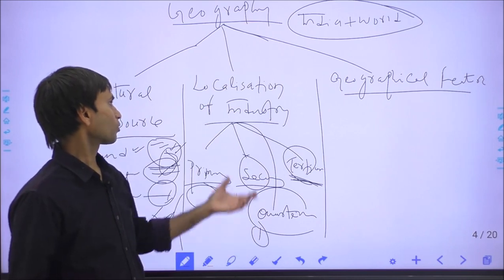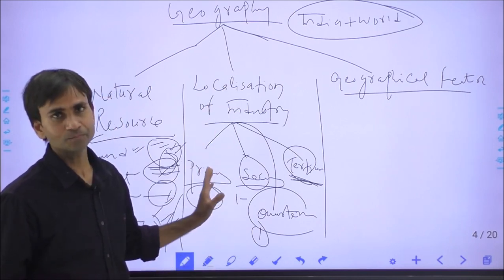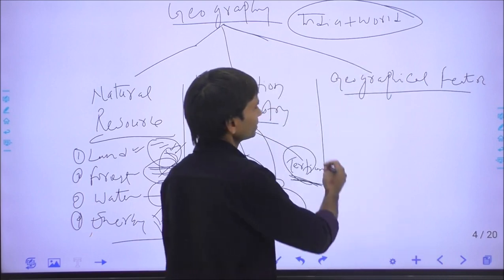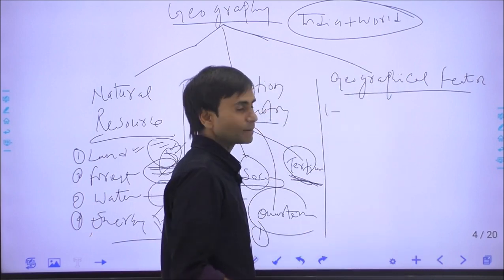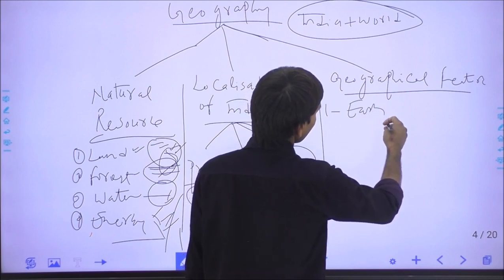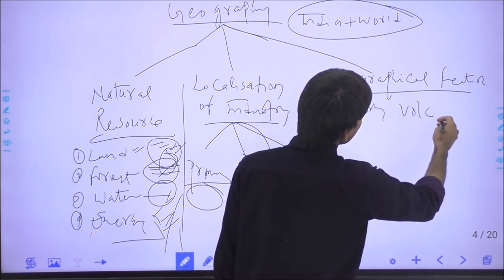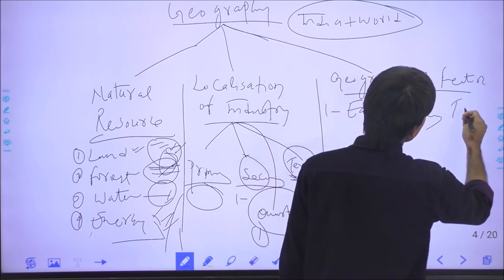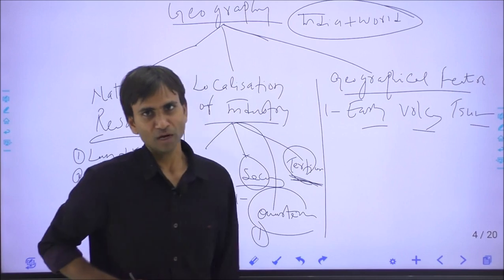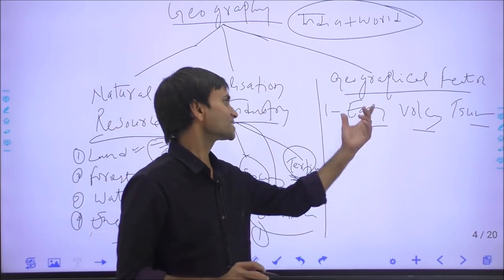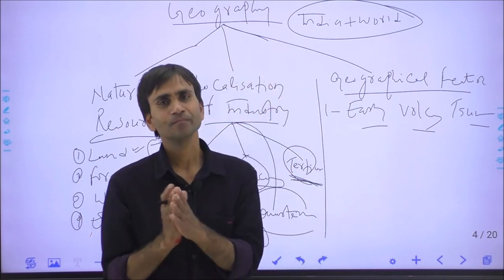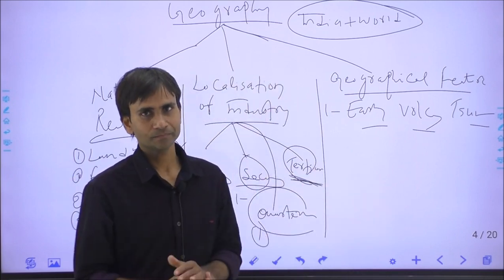Okay, so localization of industry is a very important topic. And last is the geographical features. One is the conventional line UPSC has mentioned: earthquake, volcanoes, and tsunami. You have to study the conventional pattern, their causes, impact, and other aspects.